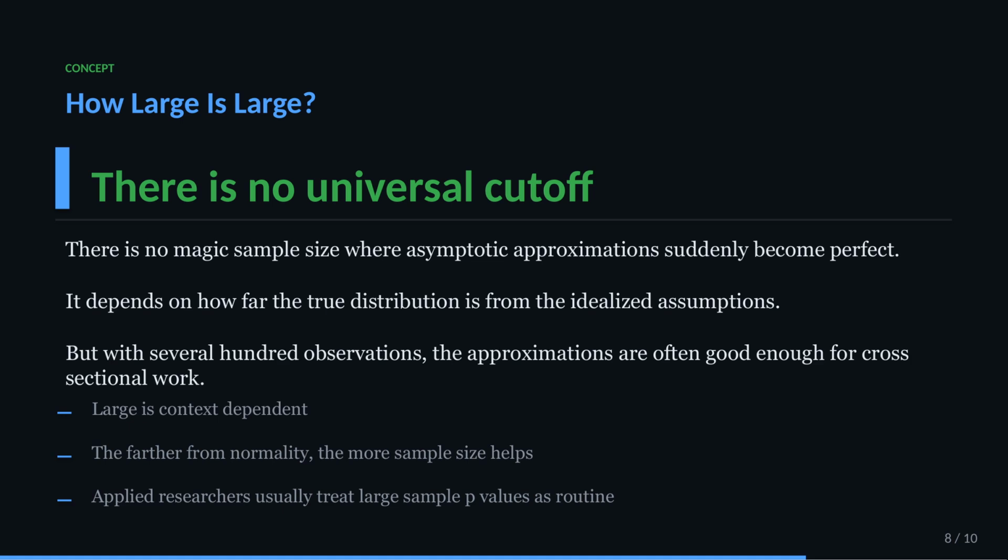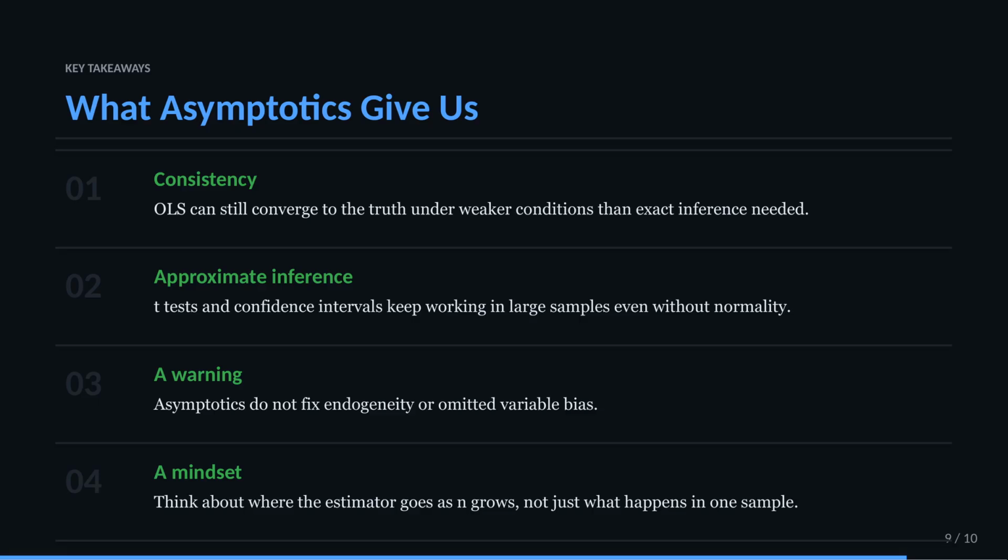So the practical lesson is this. Asymptotics gives us two major benefits. First, it tells us when estimators like OLS converge to the truth. Second, it lets us keep doing inference even when exact normality is unrealistic. But asymptotics is not magic. It does not fix endogeneity, omitted variables, or bad instruments. If identification is broken, more data just make you more certain about the wrong answer.